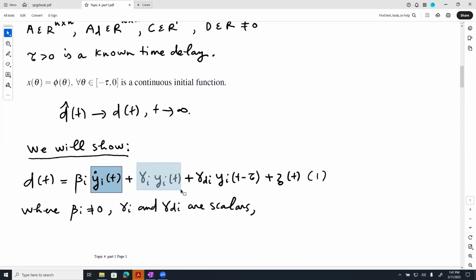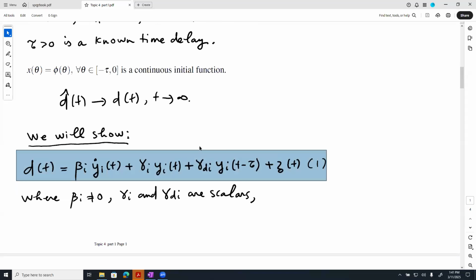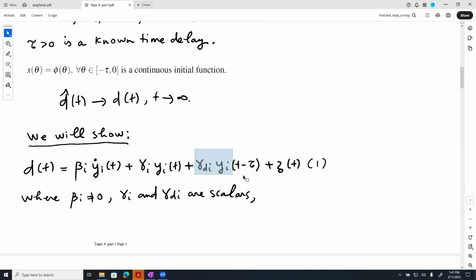And as usual, this came from the previous topic. Here we got an extra delay output measurement yi of t, and a linear combination, we will show it later on, it's z of t. So it's just in the form similar to the previous discussions. We have an extra delay output measurement and a linear functional z of t.